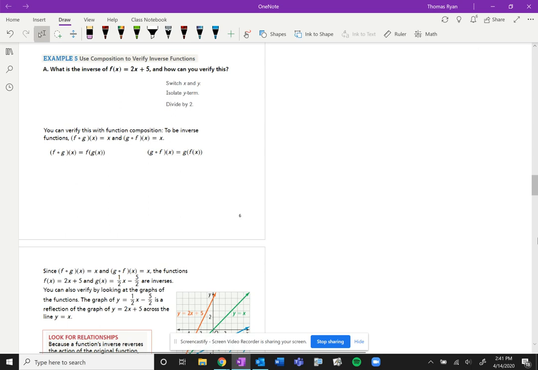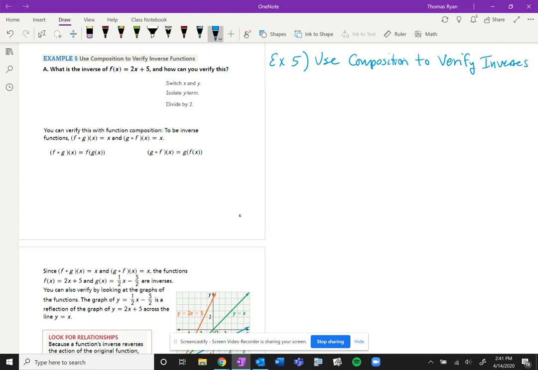All right, so example 5, we're going to use composition. Same composition that we talked about last section, and we're going to put it to new use. We're going to let it verify that two functions are inverses of each other. Okay, so first things first, let's actually find the inverse of 2x plus 5.